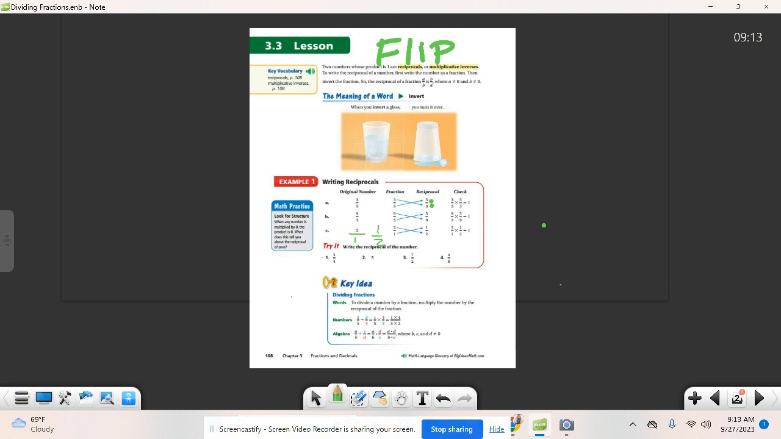I want you to find the reciprocals of those real quick. You have 30 seconds. It shouldn't take you more than 30 seconds. Where is it? Under try it. Okay. You just find the reciprocals of those real quick.